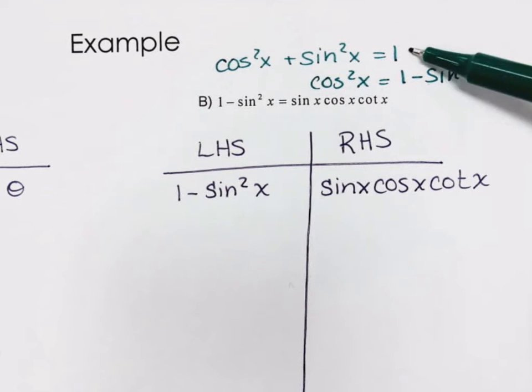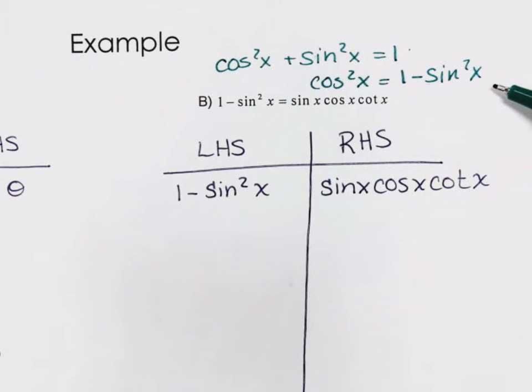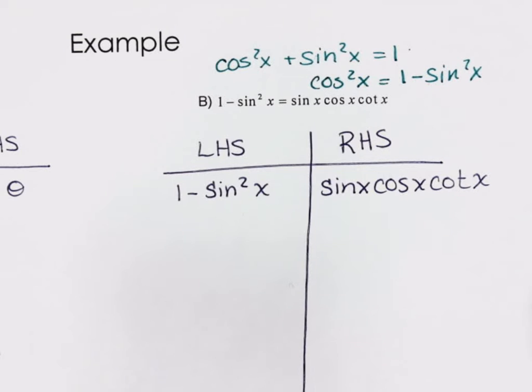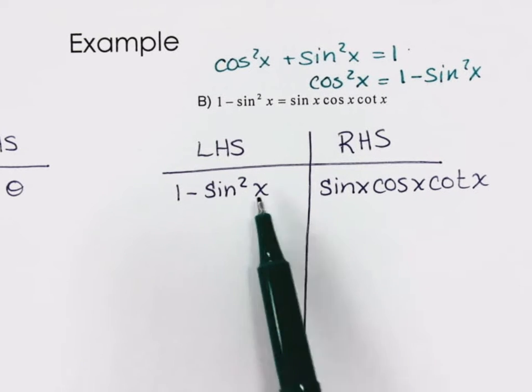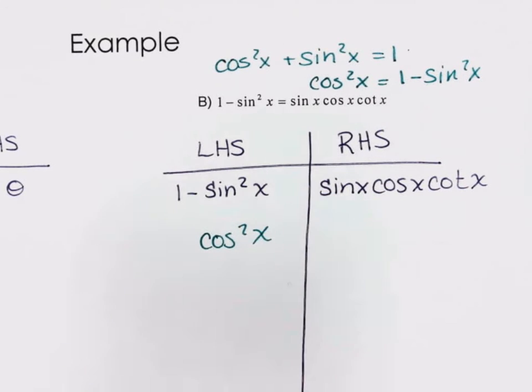So all I did was take the Pythagorean identity, and I moved sine to the other side. I will tell you that manipulating the Pythagorean identity is a very helpful strategy. It doesn't work, though, if they're not squared. Like, they have to be squared. So now we can change this whole thing to cos squared x.